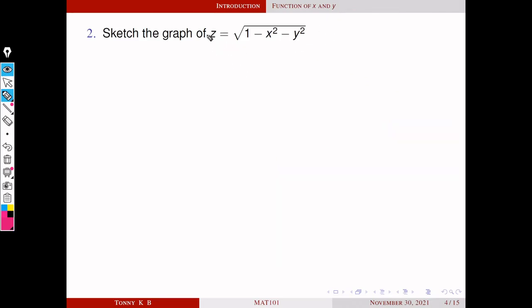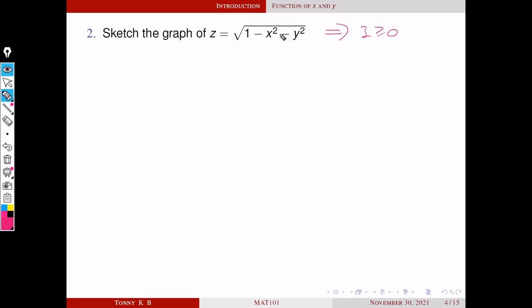It is clear that z is equal to the positive square root of 1 minus x square minus y square. So one direct implication is that z is always non-negative, because this is a positive square root. So the minimum value of z is 0. Then how to plot this one? Or what is the relation between x, y, z?